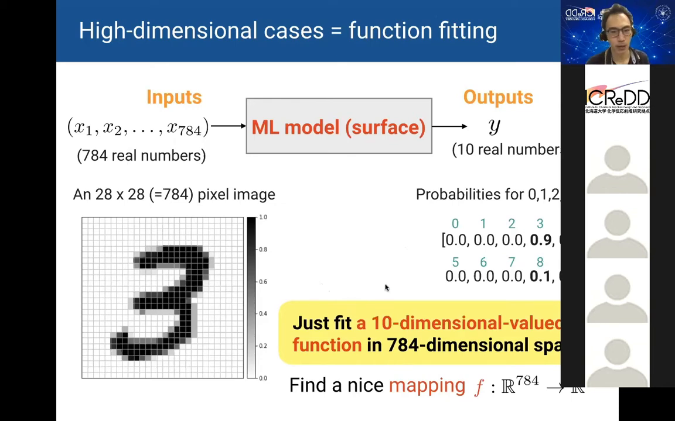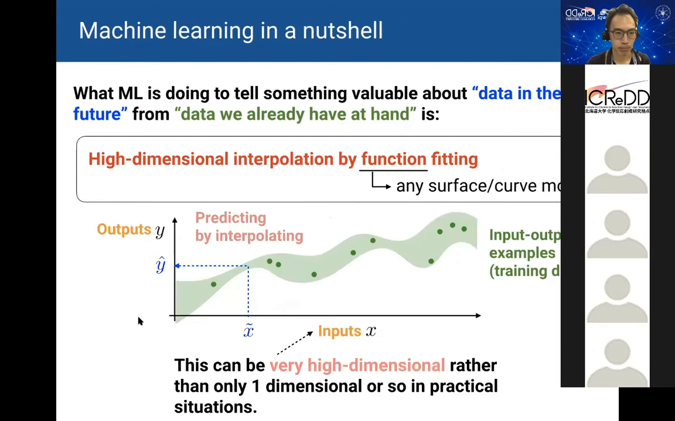But anyway, we can solve this task exactly the same way for 2D and 1D if we use machine learning techniques. Machine learning is something like that: build some mapping from the input to output to reproduce the given input-output examples. In other words, machine learning is basically high-dimensional interpolation by a function or some surface model, a curve model fit to the given input-output examples.